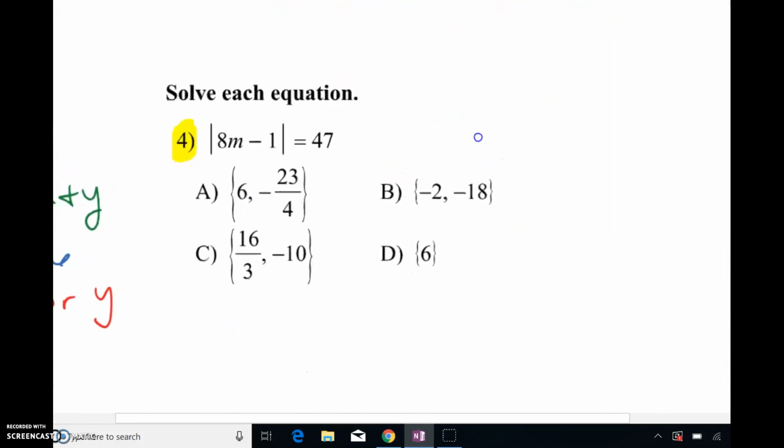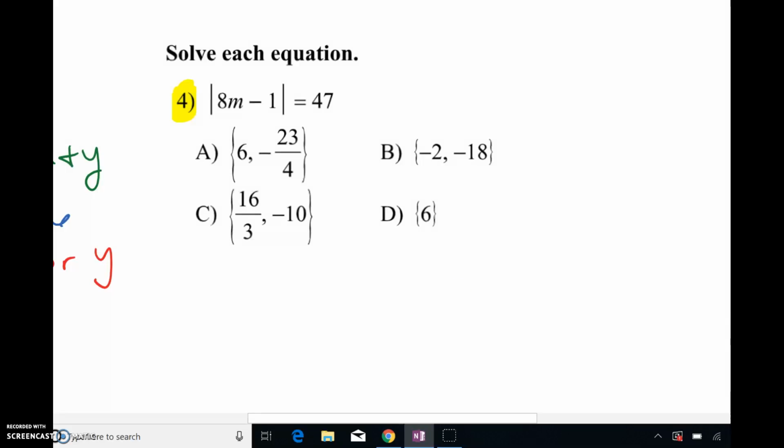All right, the next one is number 4. And for number 4, it's an absolute value. So if the absolute value is by itself, I know I have to split this up to be 8m minus 1 equals positive 47. And 8m minus 1 equals, what is it? Good, negative 47.